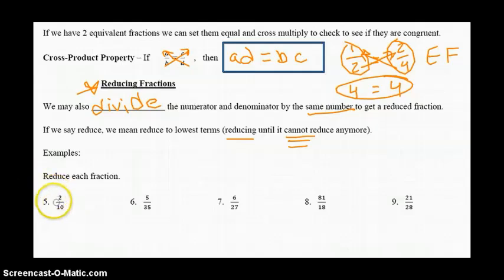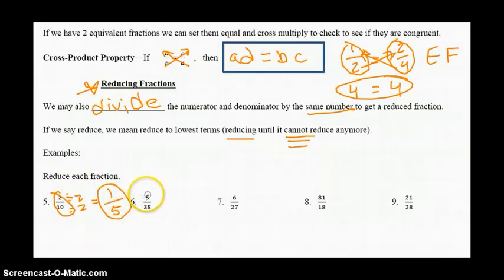So let's take 2 over 10. What goes into 2? The number 2 itself. So 2 goes into 2, and 2 also goes into 10. I'm just going to divide by 2. Remember that if we take 2 over 2, that's still equal to 1. So we're not changing the problem. We're just reducing it. 2 divided by 2 equals 1, and then 10 divided by 2 is 5. 1/5 is equal to 2/10. But this is its simplest form because we cannot simplify it anymore.